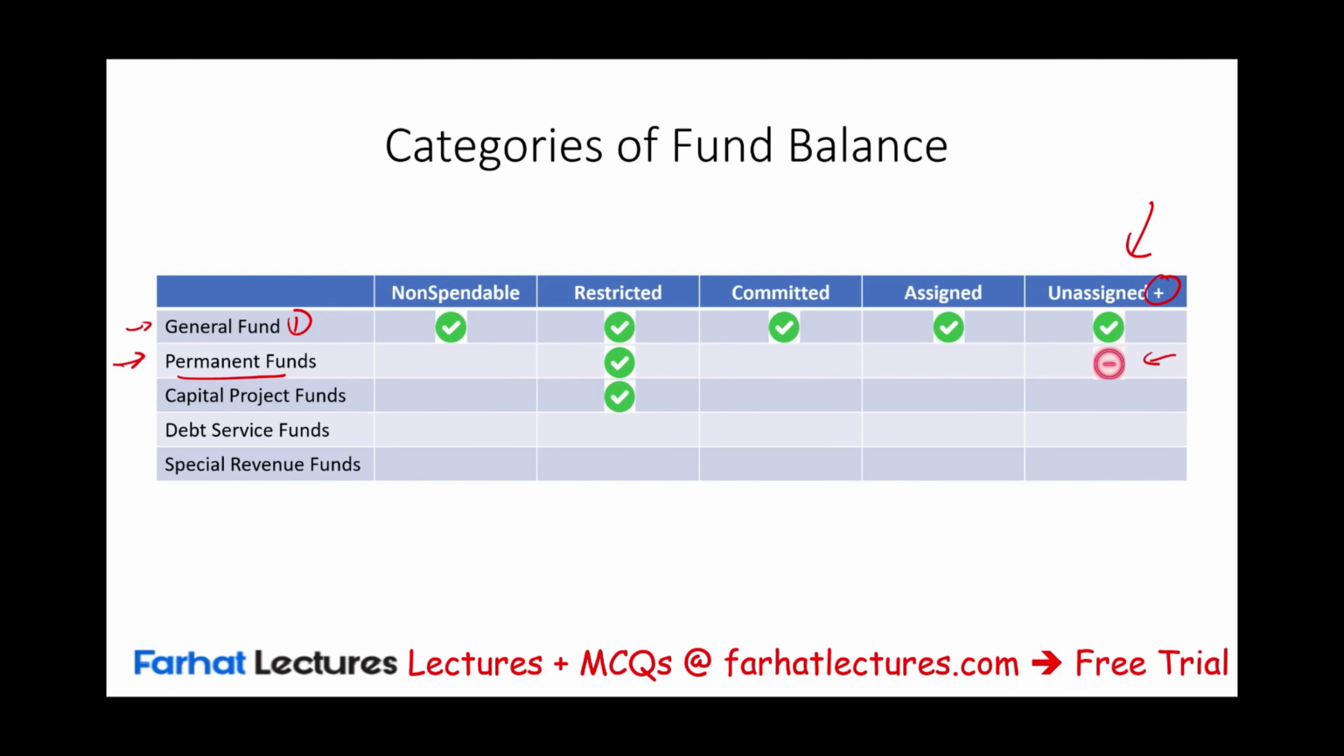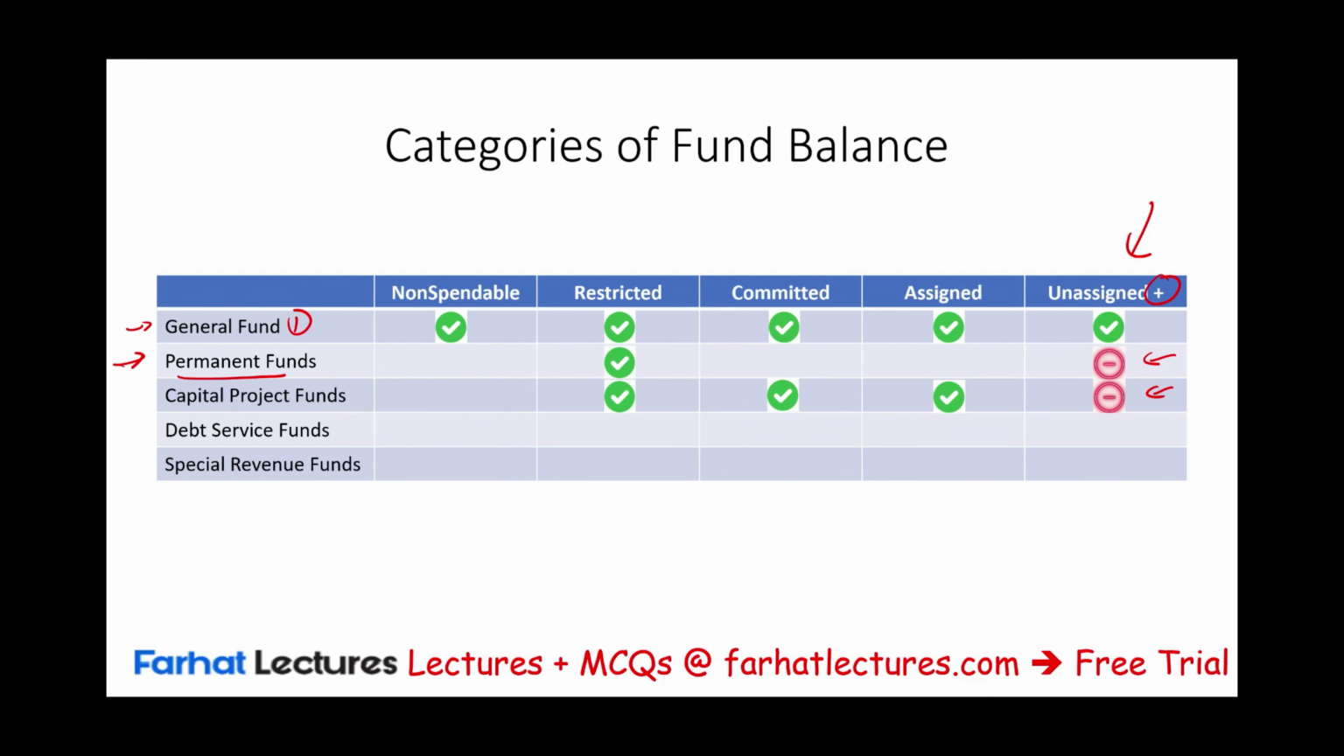Capital project fund. Capital project fund is a restricted. It could have a restricted for a specific purpose. It's for capital project. It could have committed for a specific project. It could have assigned resources for a specific project. It could have those three categories. It cannot have unassigned positive fund. It could have a negative unassigned, not positive. Remember, the only one that could have positive is the general fund.